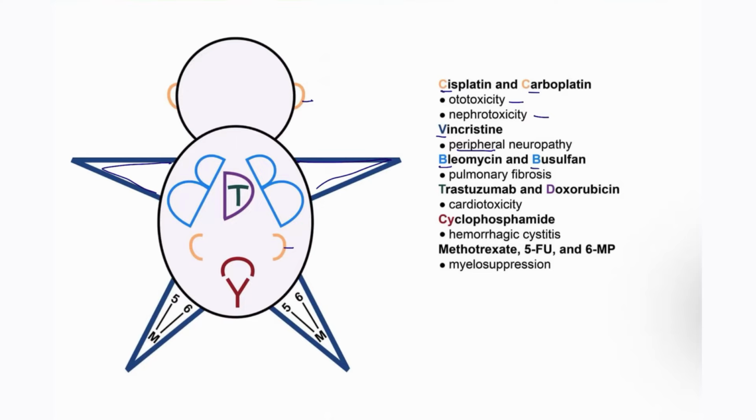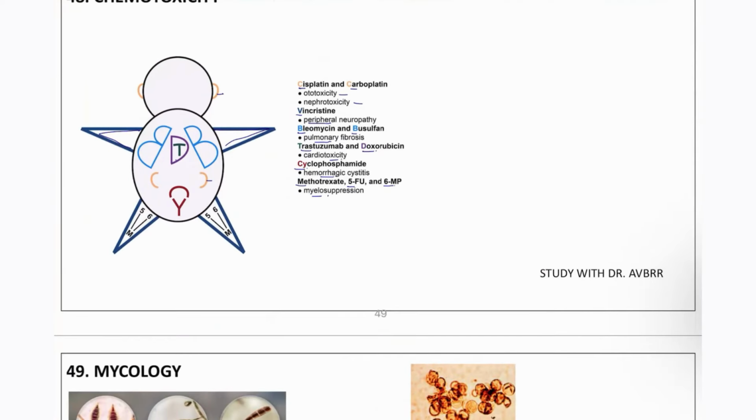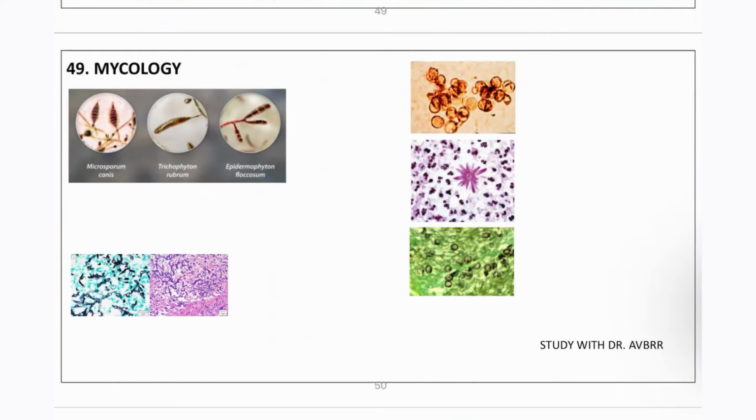Bleomycin and busulfan will be causing pulmonary fibrosis, and trastuzumab and doxorubicin will be causing cardiac toxicity. Cyclophosphamide causes hemorrhagic cystitis. Methotrexate, 5-fluorouracil and 6-MP will be causing myelosuppression. Okay, these chemo drug toxicities are also asked commonly in the examination.